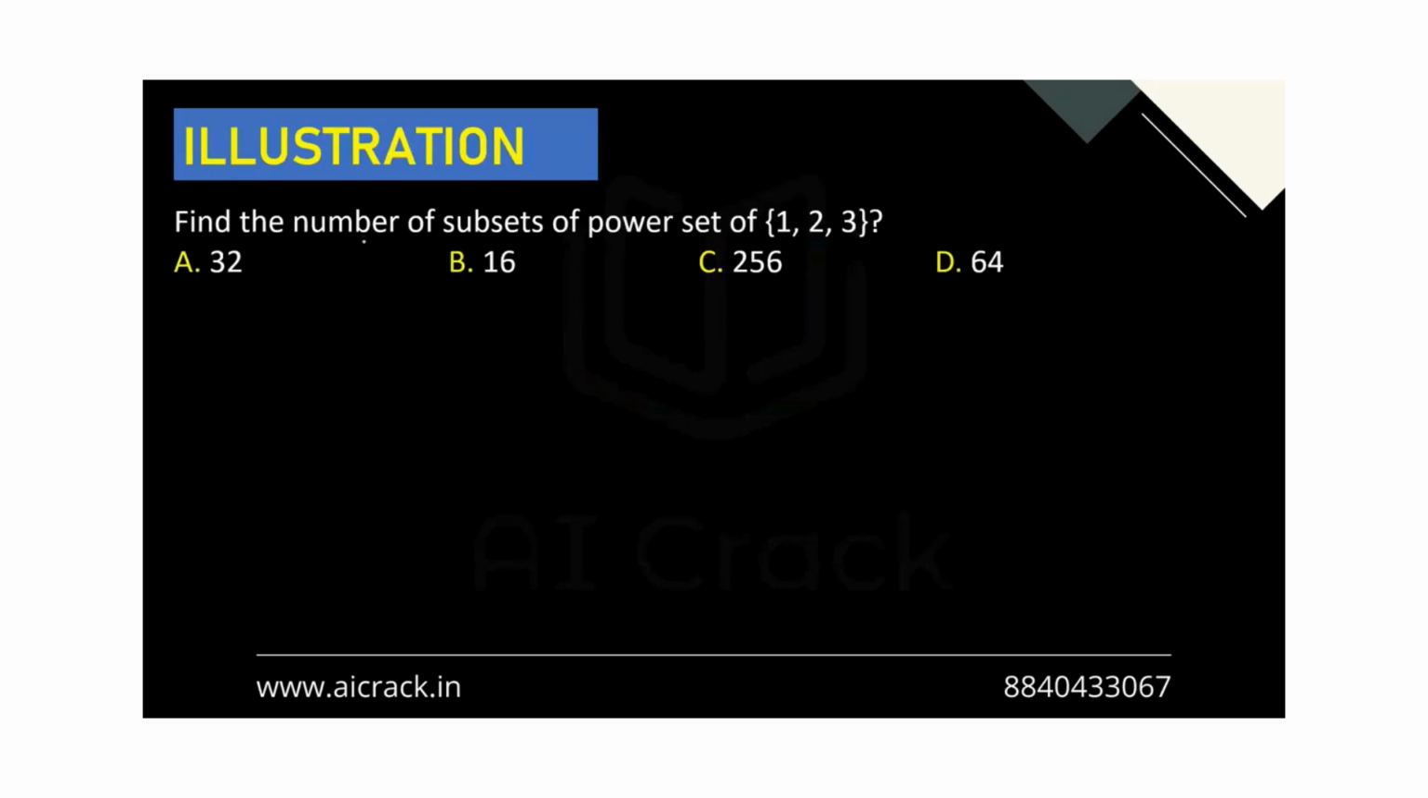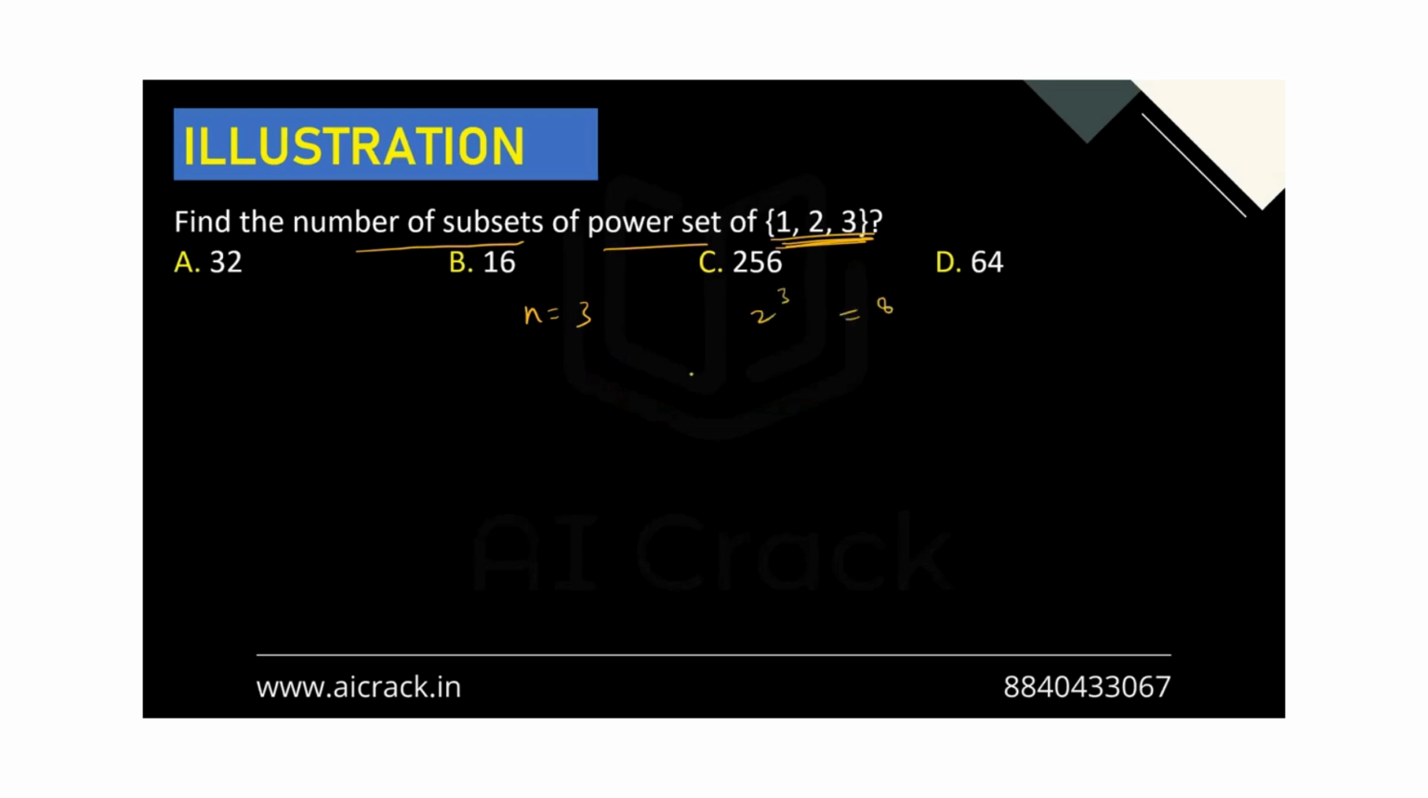Now let's take an example. Find the number of subsets of the power set of 1 comma 2 comma 3. So there are two terms, number of subsets of power set. So first of all, we have three terms in this particular set. We have three elements, right? So basically n equals 3. So the total number of subsets of 1 comma 2 comma 3 would be 2 raised to 3, that is 8.